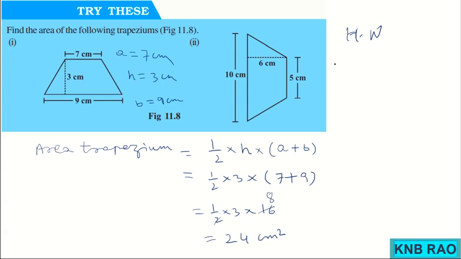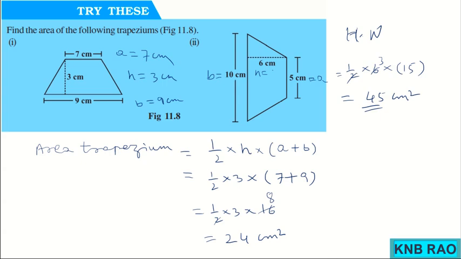When it comes to the second figure, A is 5 centimeter, B is 10 centimeter, H is 6 centimeter. Therefore, area is half into 6 into 10 plus 5 is 15. So, 2 3s are 6. So, 3 15s 45 centimeter square is the area of second figure.